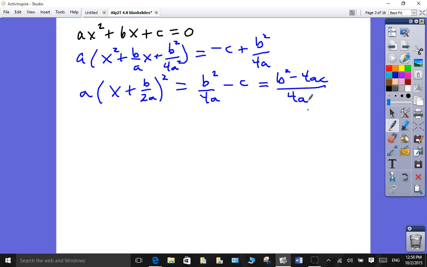Okay, now before we can take the square root of both sides, we have to divide by a. So that's going to go there. Make that a square.